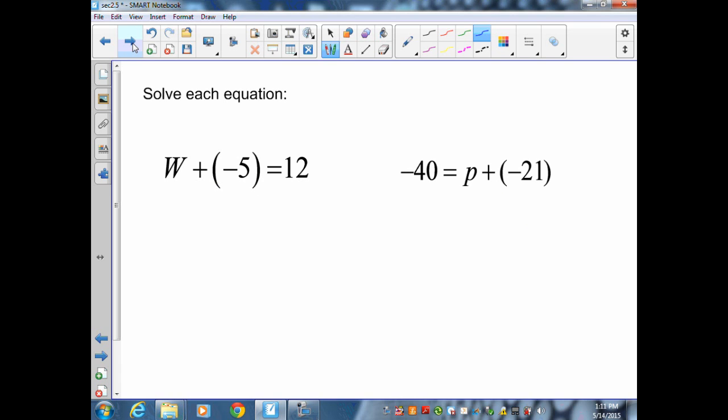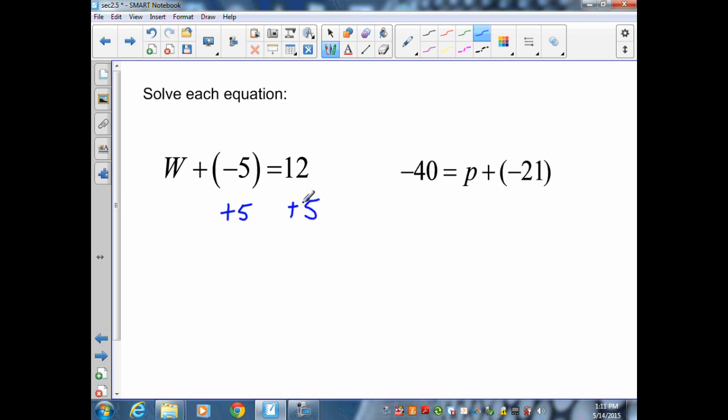Solve each equation. Here I have w plus a negative 5 equals 12. I want to start on the variable side, which is on the left side. It's simplified on both sides. What's happening to my variable? I understand something is being added to it, but that something added to it is negative. Therefore, since this is negative, I want to add 5 to both sides.